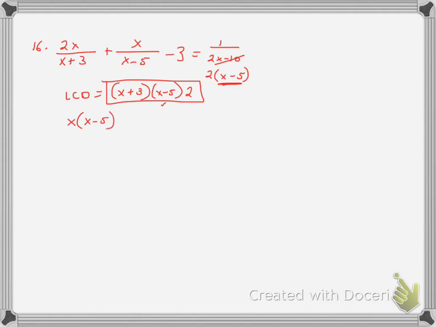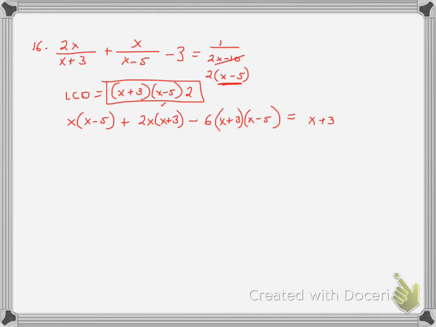So put it on pause, make sure you can understand that. For my second term, my x minus 5 will cancel, and I'm going to get 2 times the x already there times the x plus 3. In my third term, nothing will cancel because I don't have a denominator, so I'll have the 3 times the 2. I'll go ahead and do that in my head, and times x plus 3 times x minus 5. And in my last term, the 2's will cancel, the x minus 5's will cancel, and I'll get 1 times x plus 3.